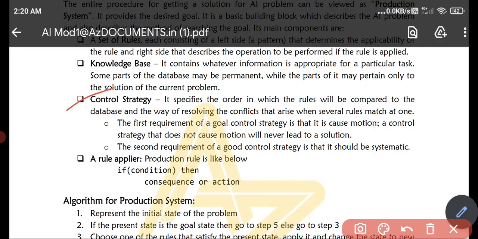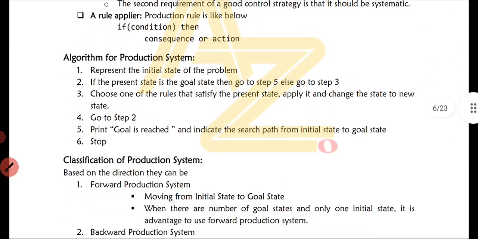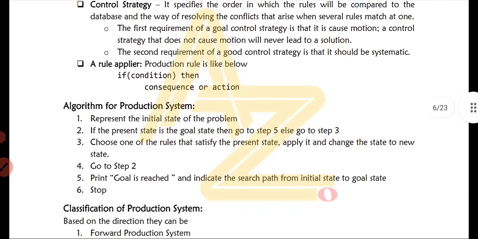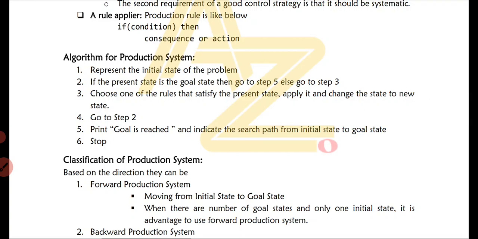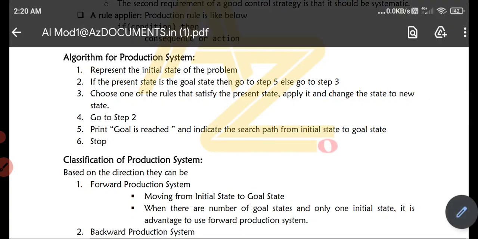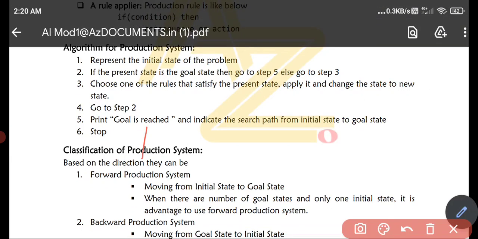And the next one is the production rule. A rule is an if-then condition. So here, if this condition is applied, what are the consequences, that is what we will do, and we will identify the steps and the algorithm. Here is the algorithm. It's a simple algorithm, the same steps as I explained before. First we have to represent the initial position, and if it is the final state, then we directly quit.